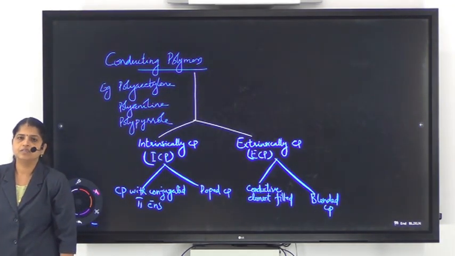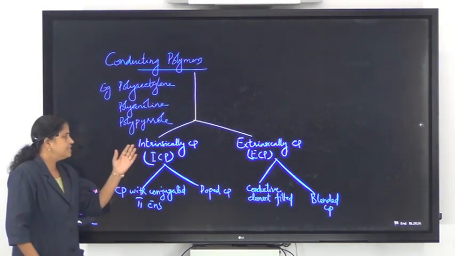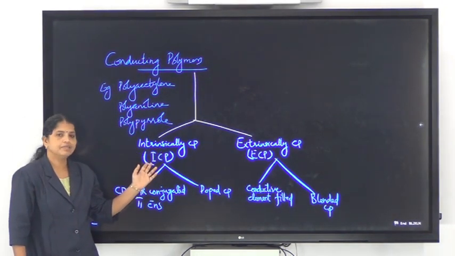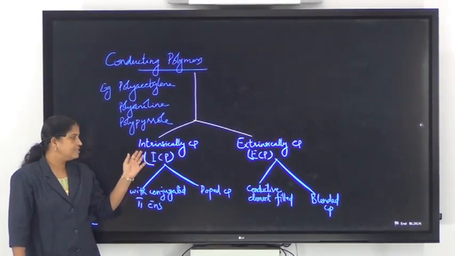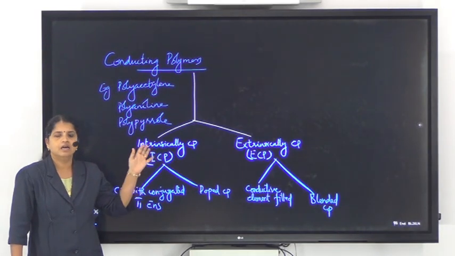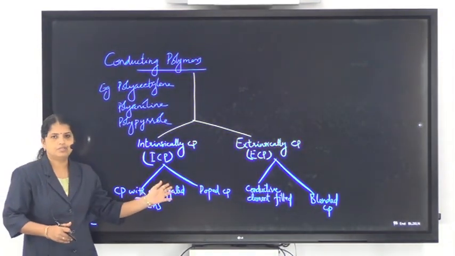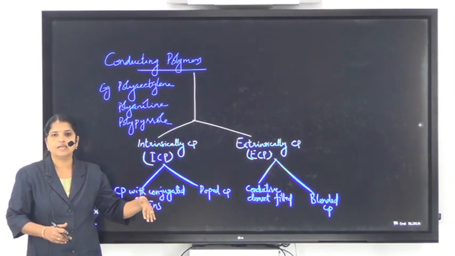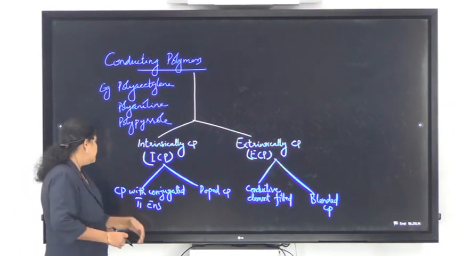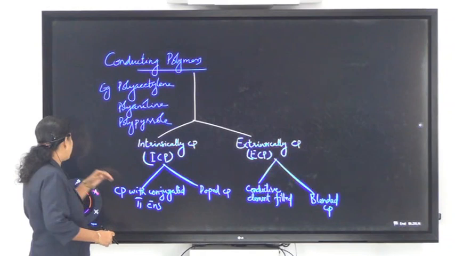So conducting polymers generally exhibit a conductivity like that of metals. These intrinsically conducting polymers exhibit conductivity like that of metals due to the presence of extensive conjugation in their carbon backbone. Then that is divided into two types: conducting polymers with conjugated pi electrons and doped conducting polymers. So first we can see conducting polymers with conjugated pi electrons.